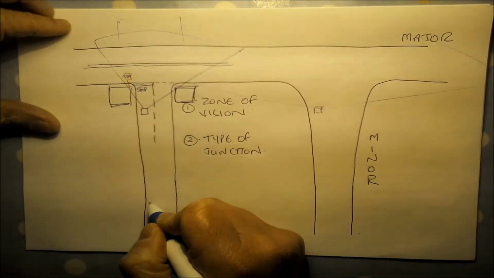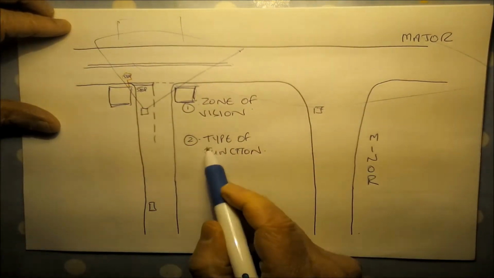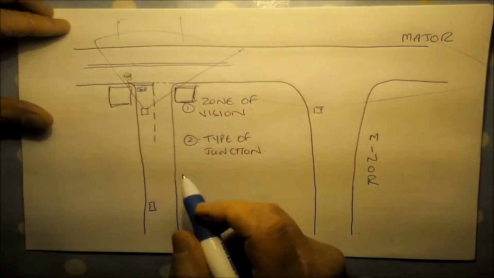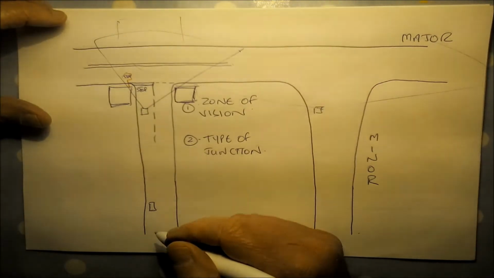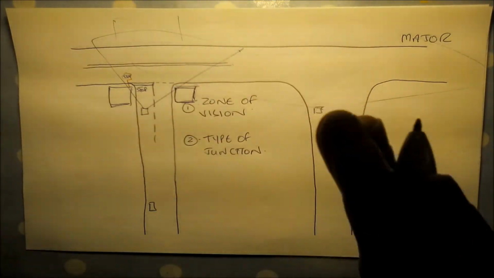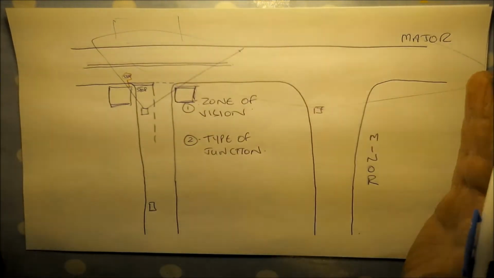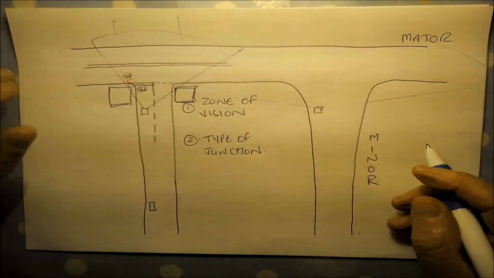So as you're coming in here, you look at the type of junction. Oh, it's a stop junction. And you're looking at the zone of vision as well. Okay, and you've got to stop. You haven't got to put your handbrake on, although you can do if it's appropriate, if you're stationary for longer than a couple of seconds or so.